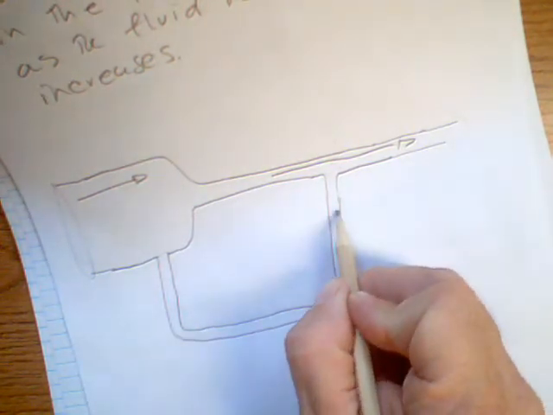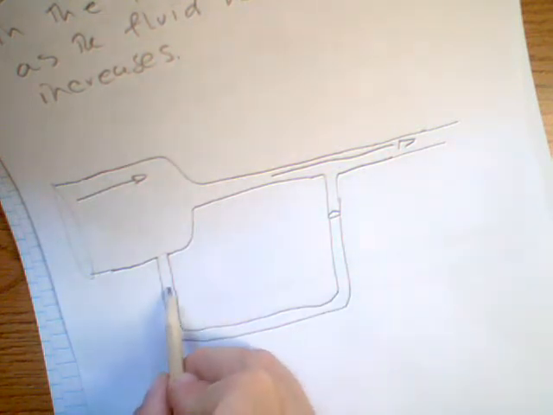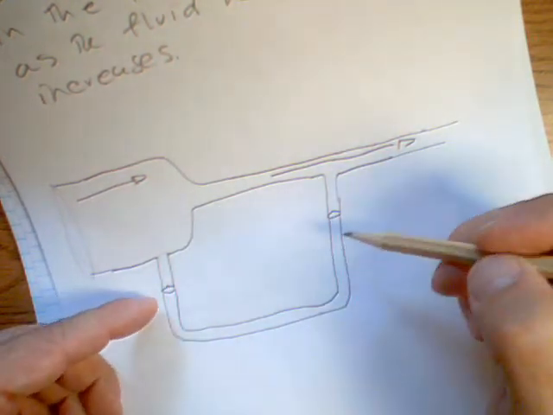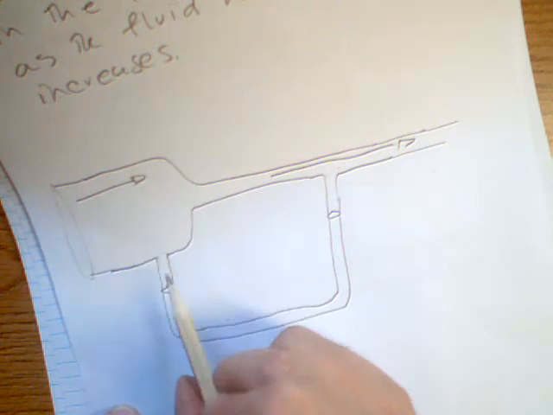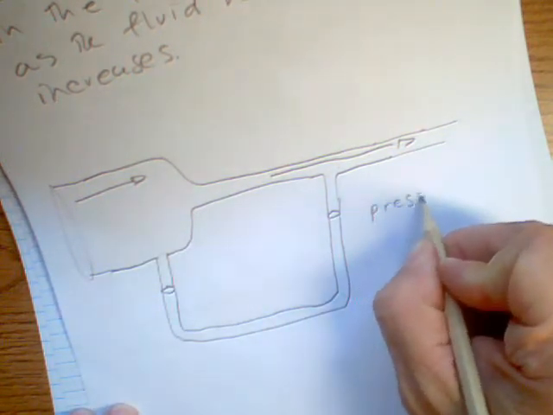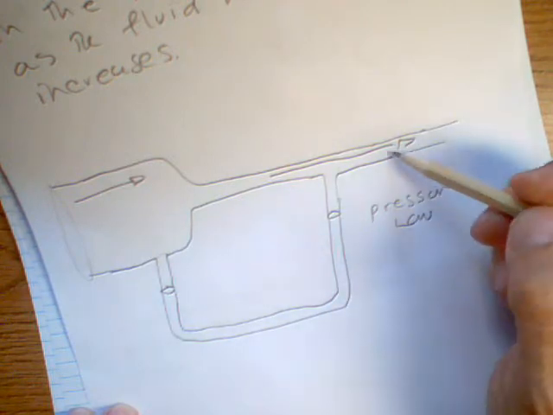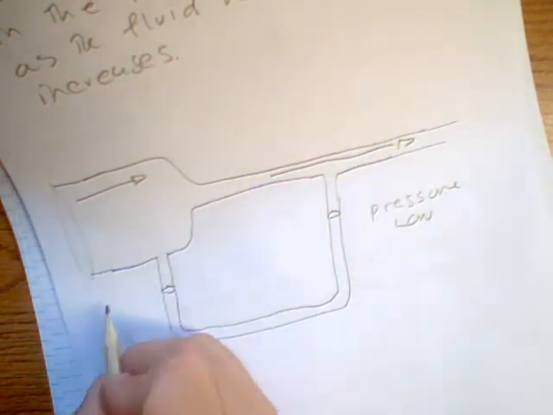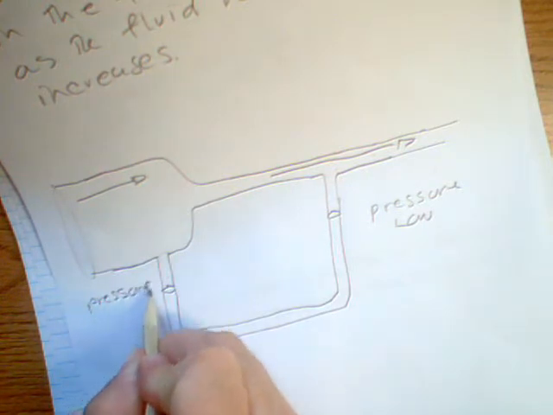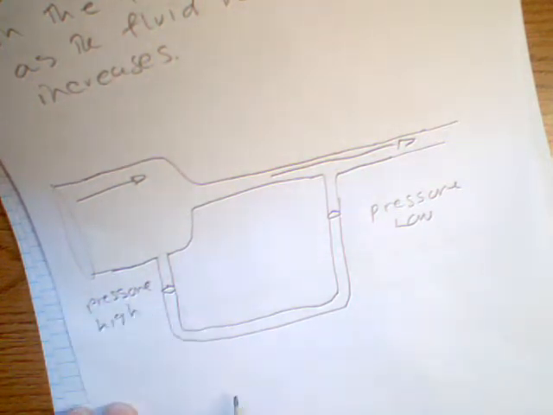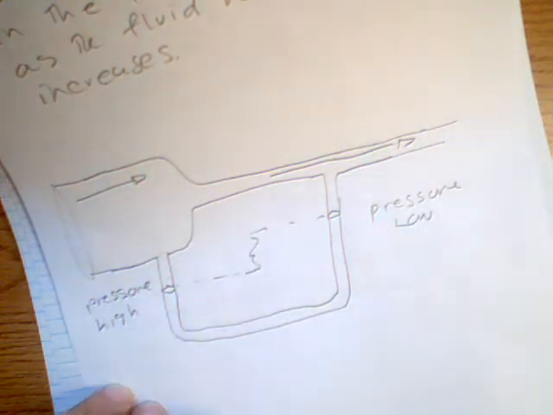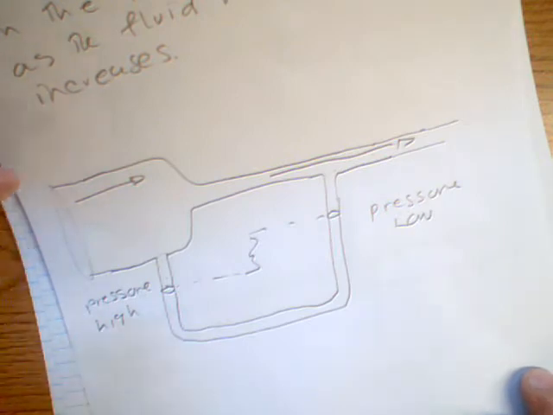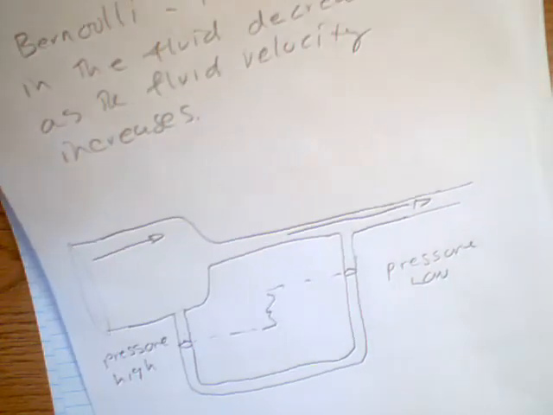And if we put some fluid in here, what we would find is that it would not stay consistent because there's a pressure difference caused by the flowing water, right? This pressure would be low because the velocity is fast. This pressure would be high because the velocity is low. And so as you can see, we have a pressure difference there, don't we? All right. So that's an important Bernoulli principle that I want to point out.